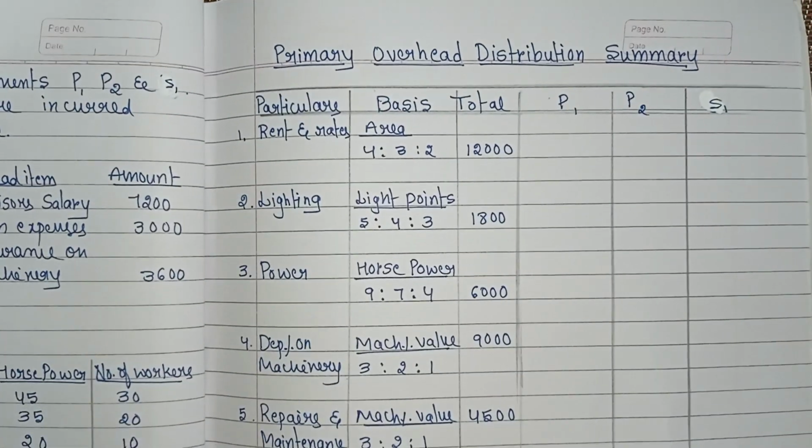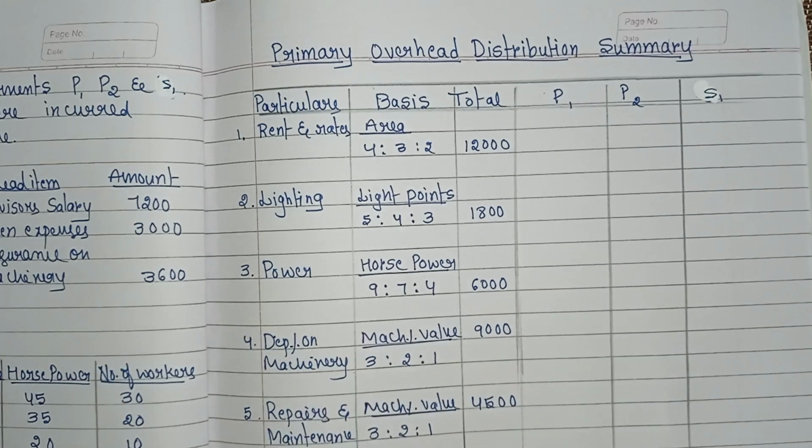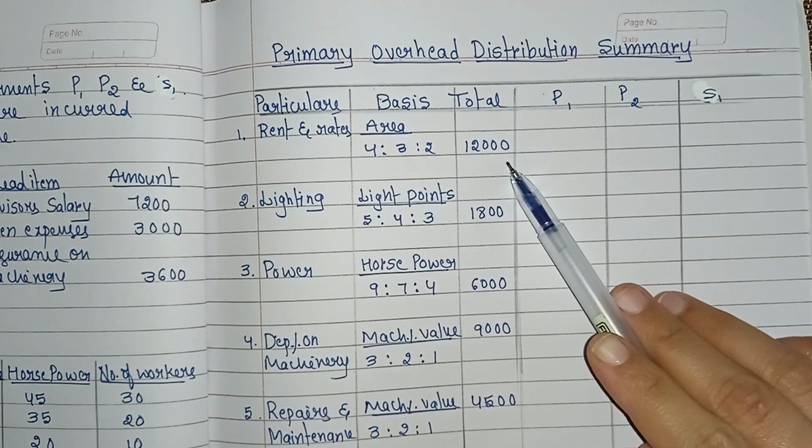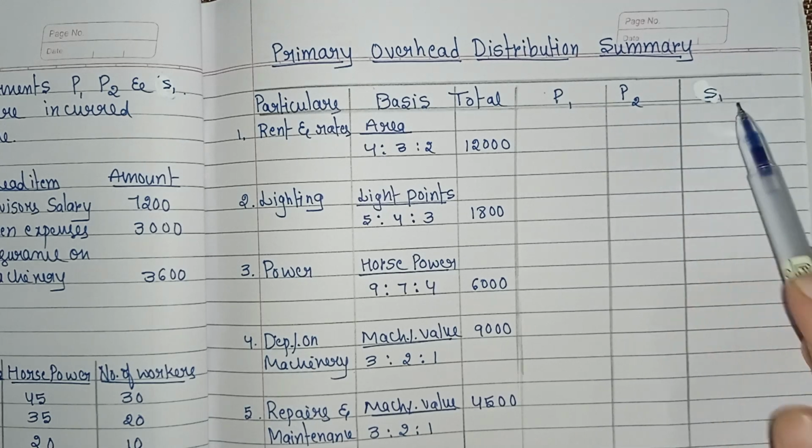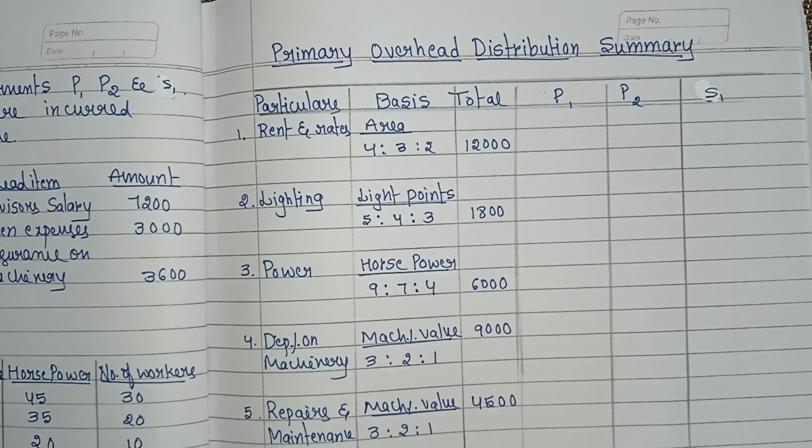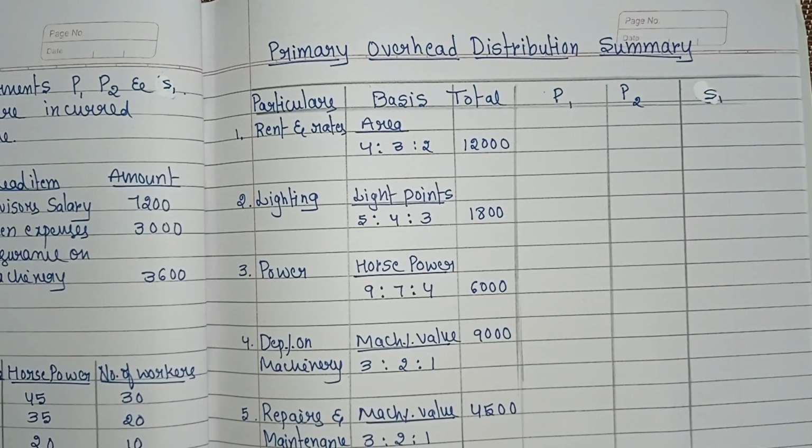See here, this is the format of primary overhead distribution summary. See here: particulars, basis, total, P1, P2 and S1. Clear? So the first one is rent and rates.